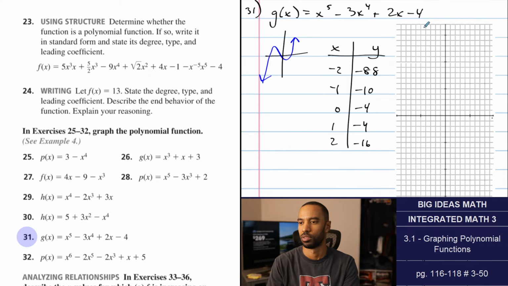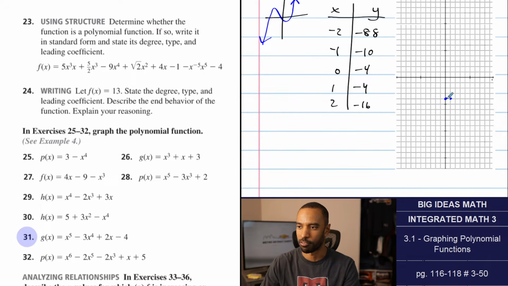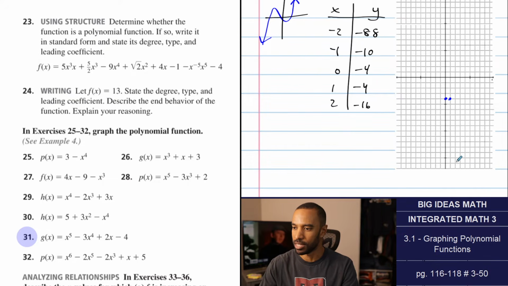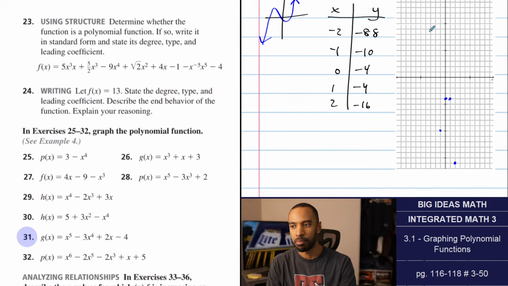0, -4. 1, -4. Keep in mind the graph's never flat. It's not like we're going to connect this way. We might connect downward like that, or we might connect upward like that. But anyway. 2, -16. It's actually down here. -1, -10. And -2, -88 is way down there, right? But keep in mind the end behavior of this. The fact that these are the only 5 points that we plot.